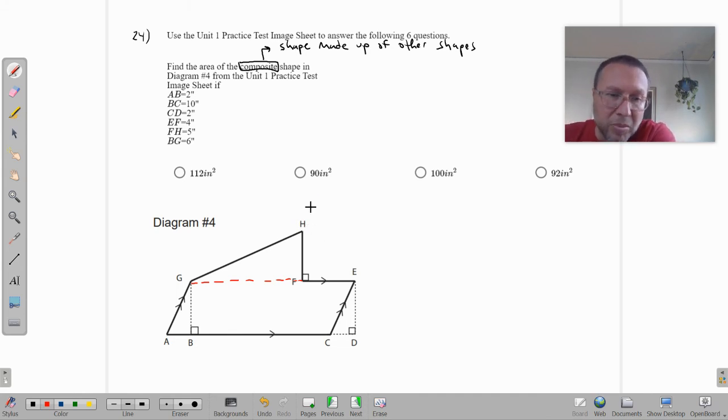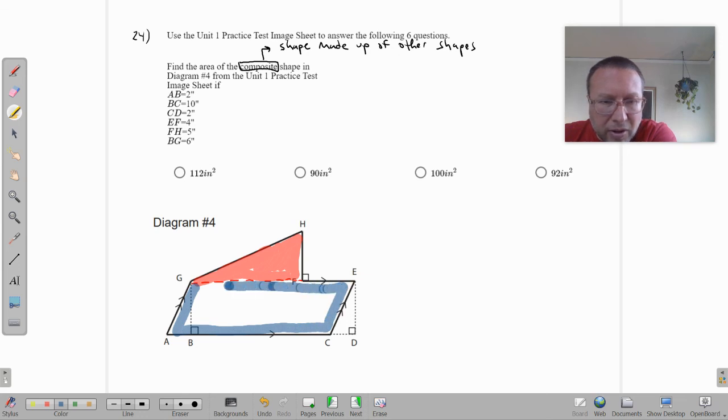Because the fewer shapes you cut it up into, the less work you have. So I would probably see this as a triangle, right? So you've got this triangle, and then it's a triangle that's on top of this parallelogram, right? So then you've got this parallelogram underneath it. So if I want to find the area of the whole thing, I just need to find the area of the triangle plus the area of the parallelogram.